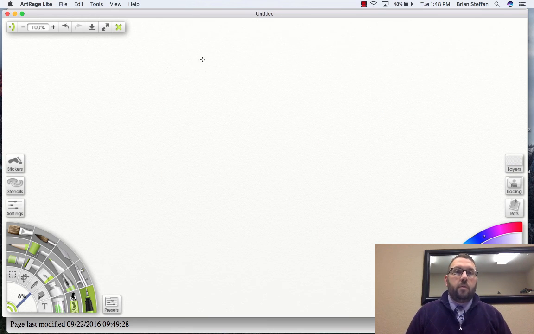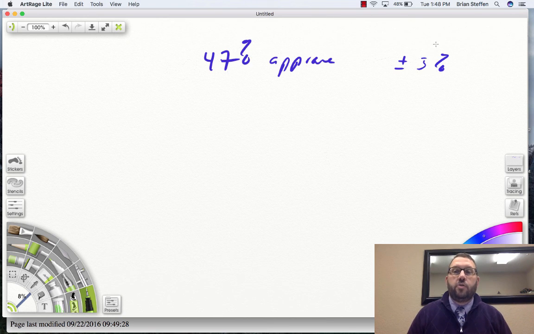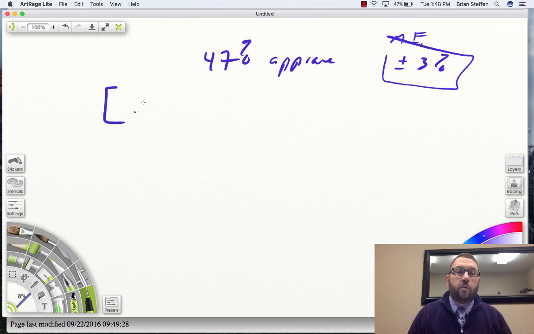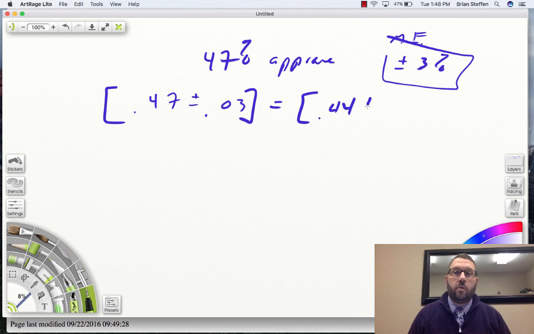Political polls. Let's say that 47% of people approve of the current presidential situation. And then over here is plus or minus 3% is my margin of error. And usually that 3% is listed in the bottom corner. And they might even say that the margin of error is 3%. Oftentimes they will only say plus or minus 3%. So that means my confidence interval is 0.47 plus or minus 0.03, which is 0.44, comma, 0.50.